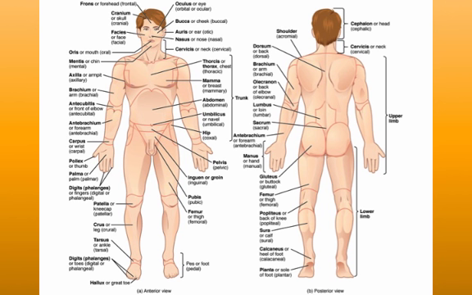For the trunk, on the posterior view or the back, the anatomical landmarks you need to know are dorsum or dorsal area means back, lumbus or lumbar region means loin or low back area, sacrum or sacral region means the area right above the tailbone, gluteus or gluteal region means the buttocks.